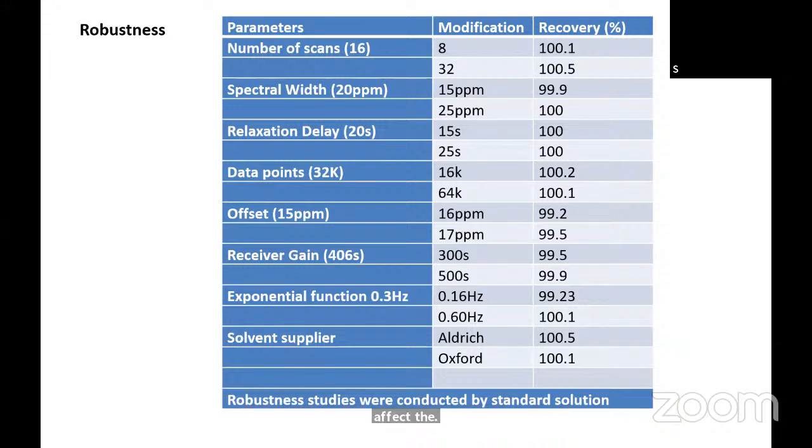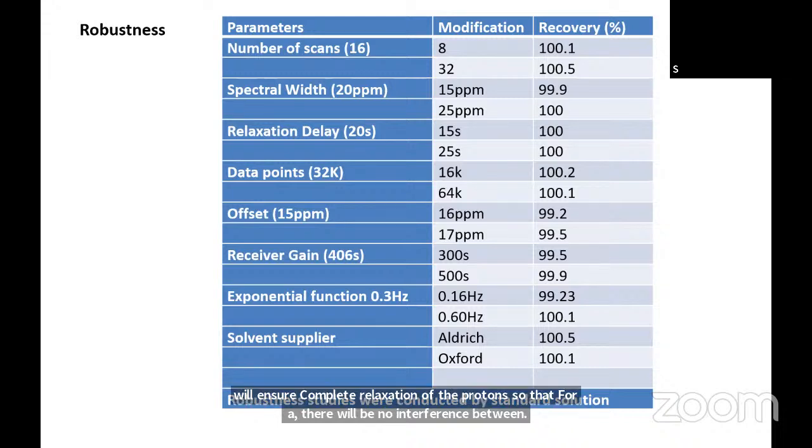Relaxation delay means between each scan, how much time we have to spend. 20 seconds is optimal for qNMR because it will ensure complete relaxation of the protons, so that there will be no interference from scan to scan. Then the number of data points. It is more like resolution. Data points also usually don't affect the qNMR method.